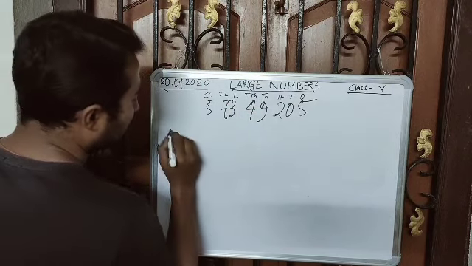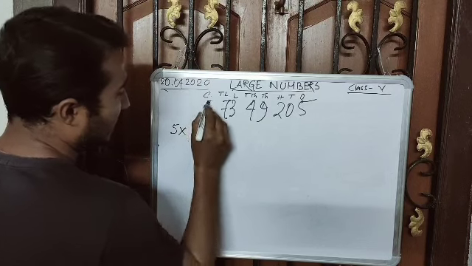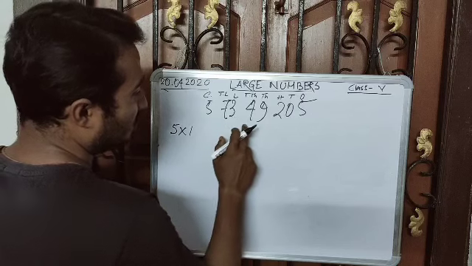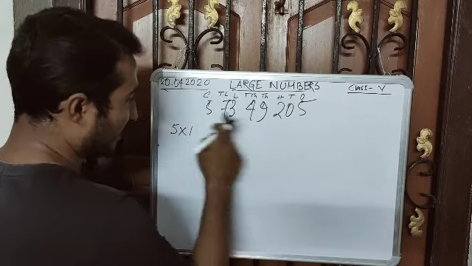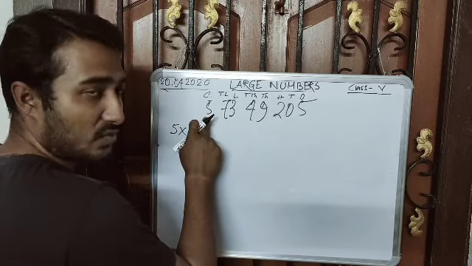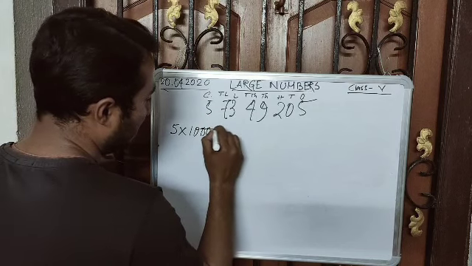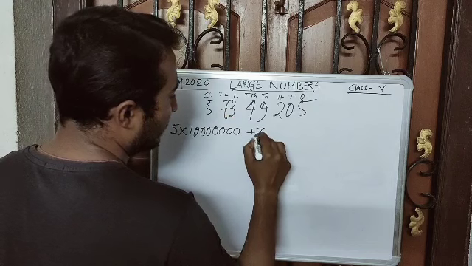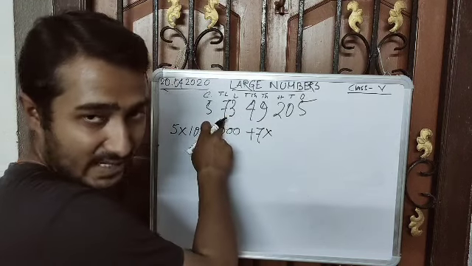Fine. So 5 multiplied by 1 crore. So in 1 crore, how many zeros? 1, 2, 3, 4, 5, 6, 7 zeros, and this is this place. Then we write 1, 2, 3, 4, 5, 6, 7 plus 7 multiplied by, this is 10 lakh place.